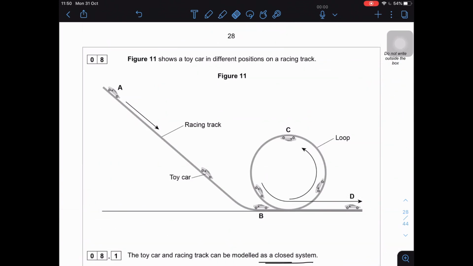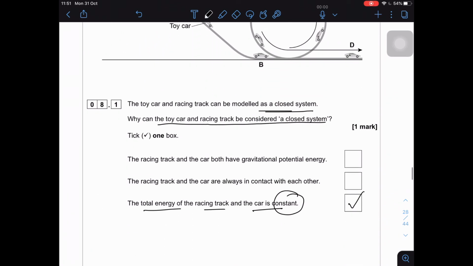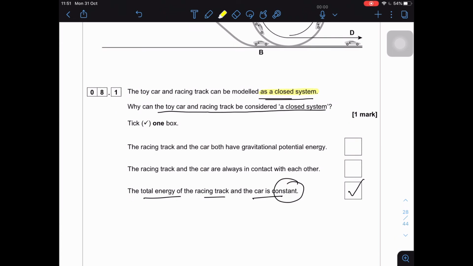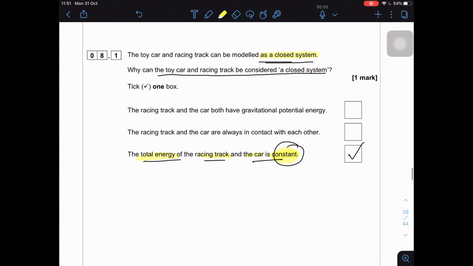Good. So here, let's go through question number 8. We have a car from A on a racing track, looping and going to D. The first question says this can be modeled as a closed system. Why can we consider it as a closed system? Because the values are constant. The total energy of the racing track and the car is constant. So whenever the keyword constant comes, we can call it a closed system.